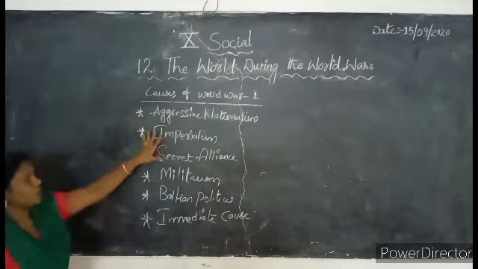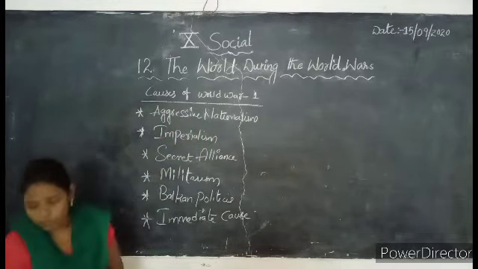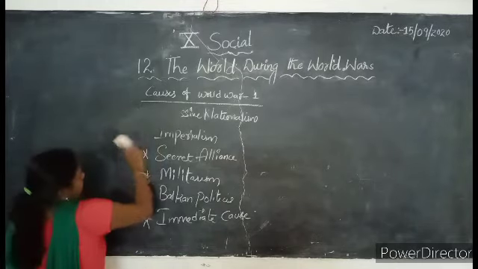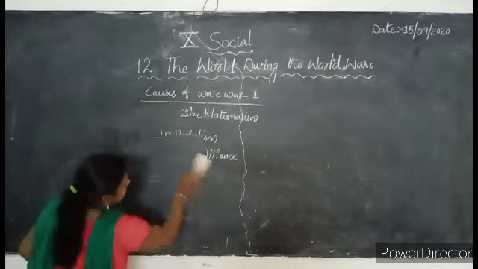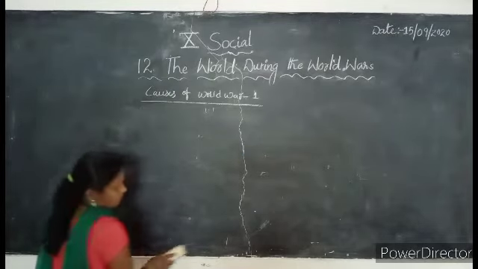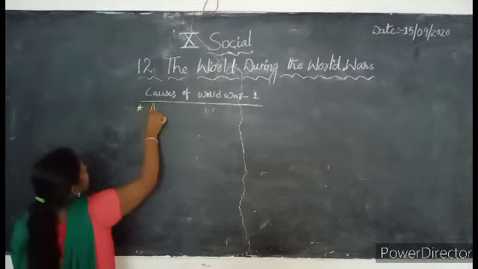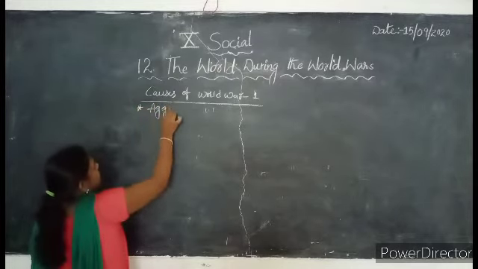In 2 marks also they may ask you to write about the causes of World War One. So you have to remember it carefully. Let us look into them one by one. Aggressive nationalism. So the first one is what? Aggressive nationalism.